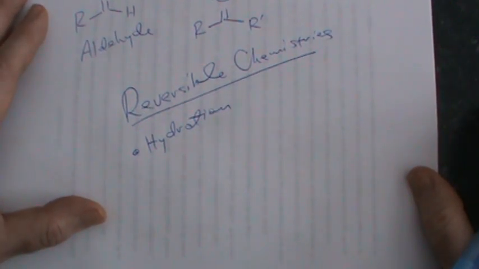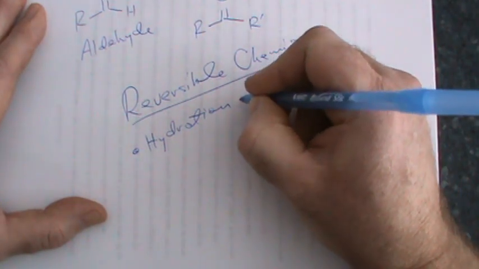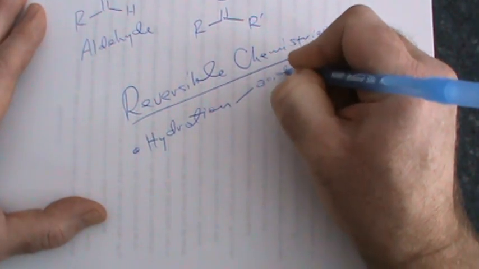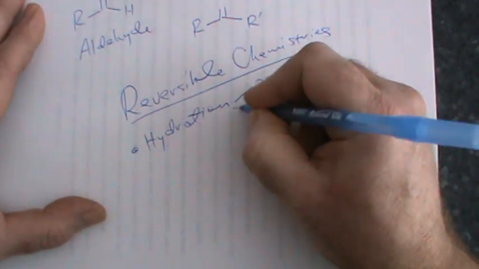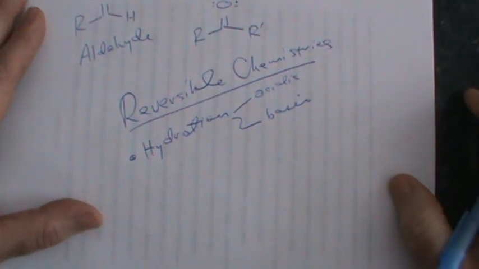The hydration reaction is not a particularly useful reaction. It's not synthetically useful, but it's an important reaction to learn because it teaches us some of the fundamentals about how aldehydes and ketones behave and how they react chemically. So we're going to go back over the hydration reaction, even though we already covered it once. It turns out that hydration can take place under either acidic aqueous conditions or under basic aqueous conditions.